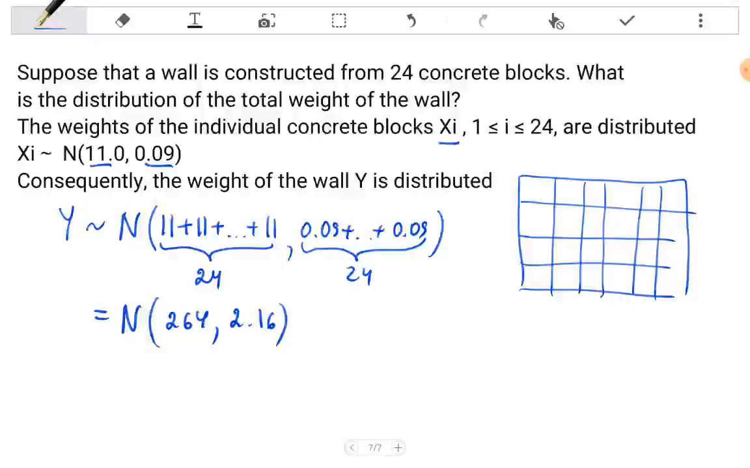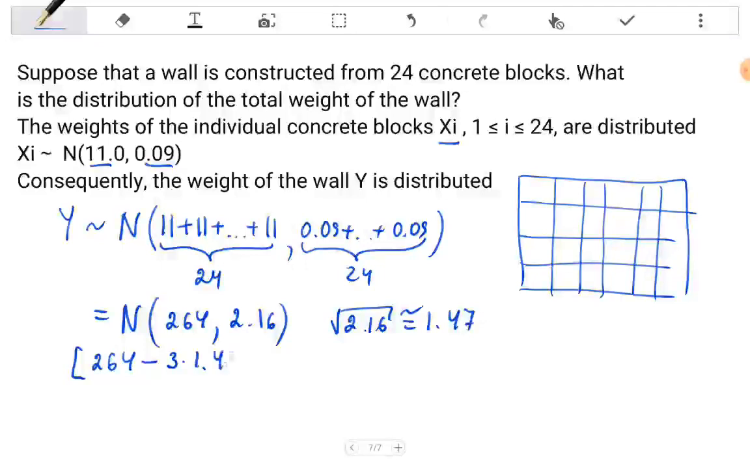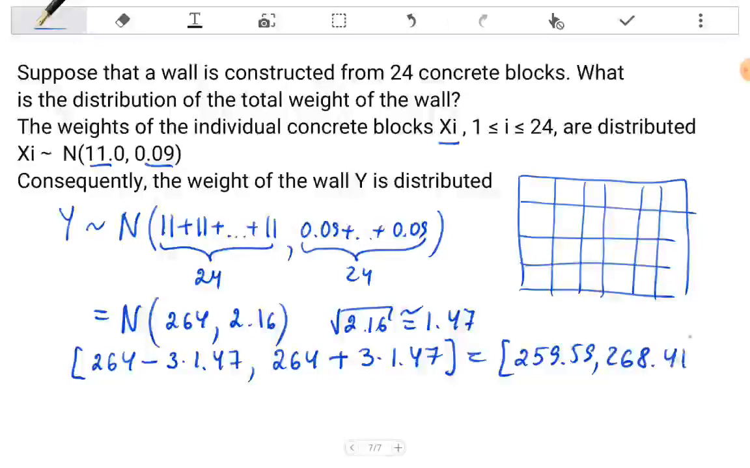For example, let's say we want to estimate the total weight of this wall. Maybe we want the interval with the highest probability that we may get. Remember what we studied: there is a 99.7% chance that the wall has a weight within 3 standard deviations of the mean. So we take the mean and subtract 3 standard deviations. Sorry, the standard deviations, not the variance. So we need to calculate the square root of the variance, which is approximately 1.47. So 3 times 1.47 subtracted from the mean, and 3 times 1.47 added to the mean. If we calculate it, the interval will be 259.59 and 268.41.